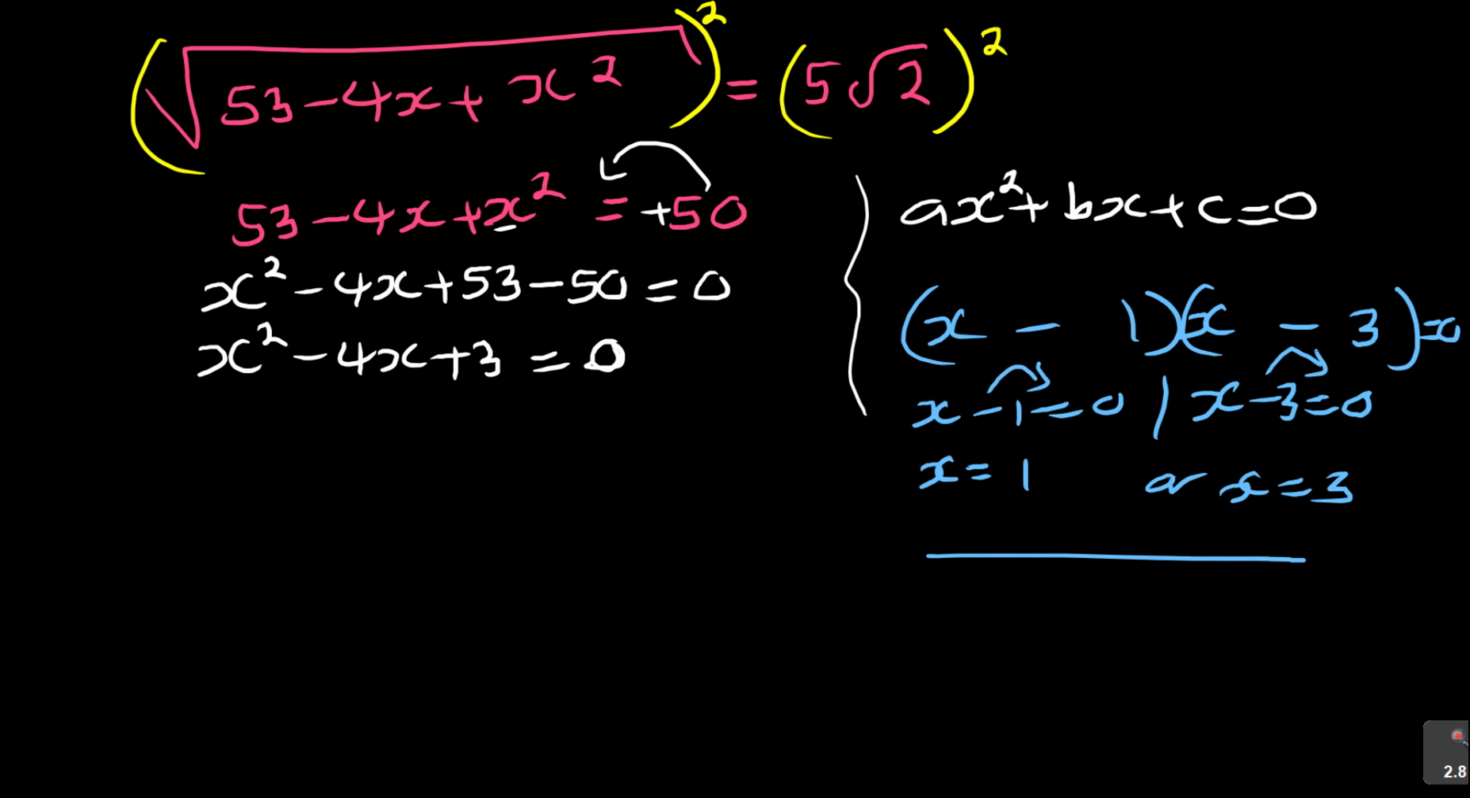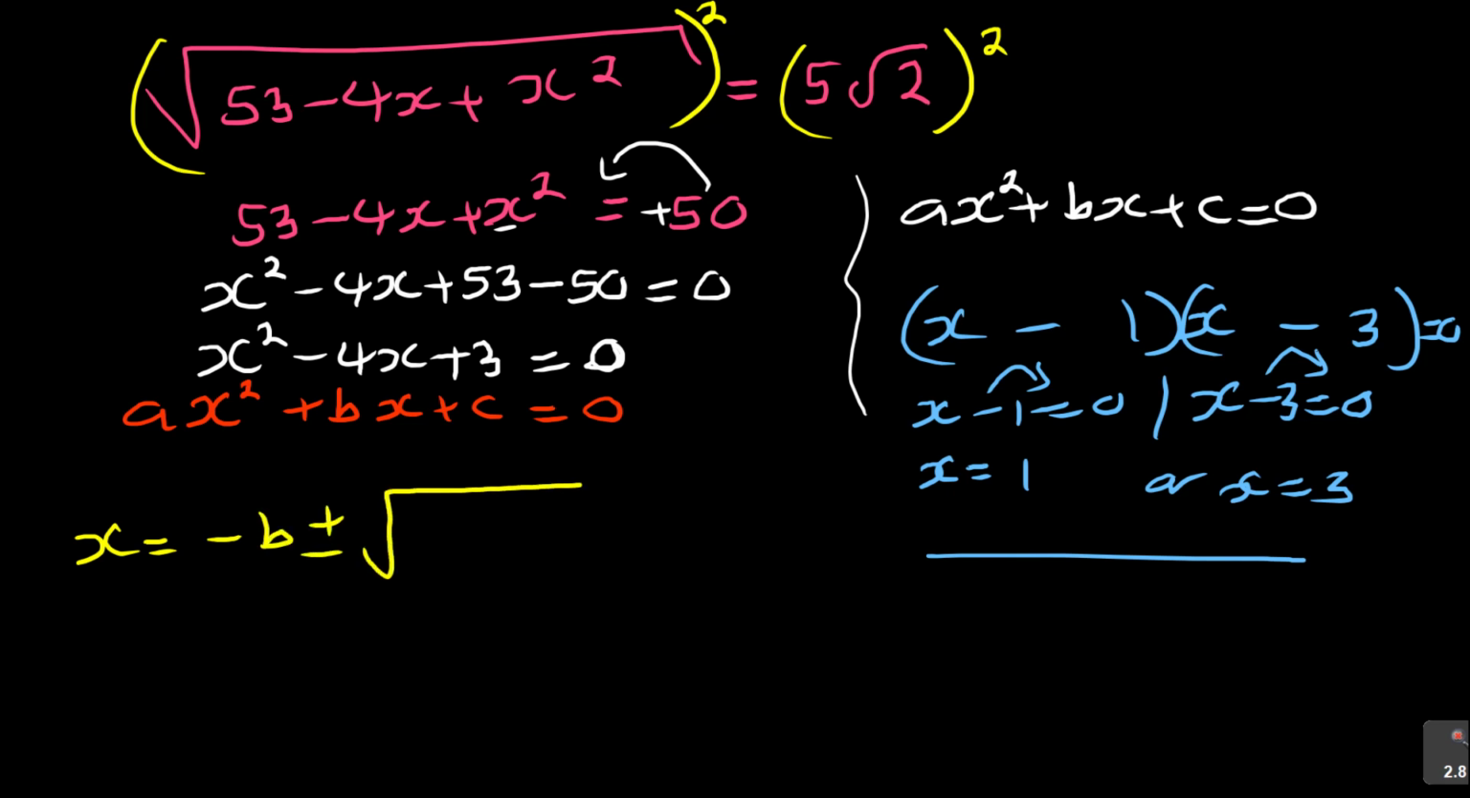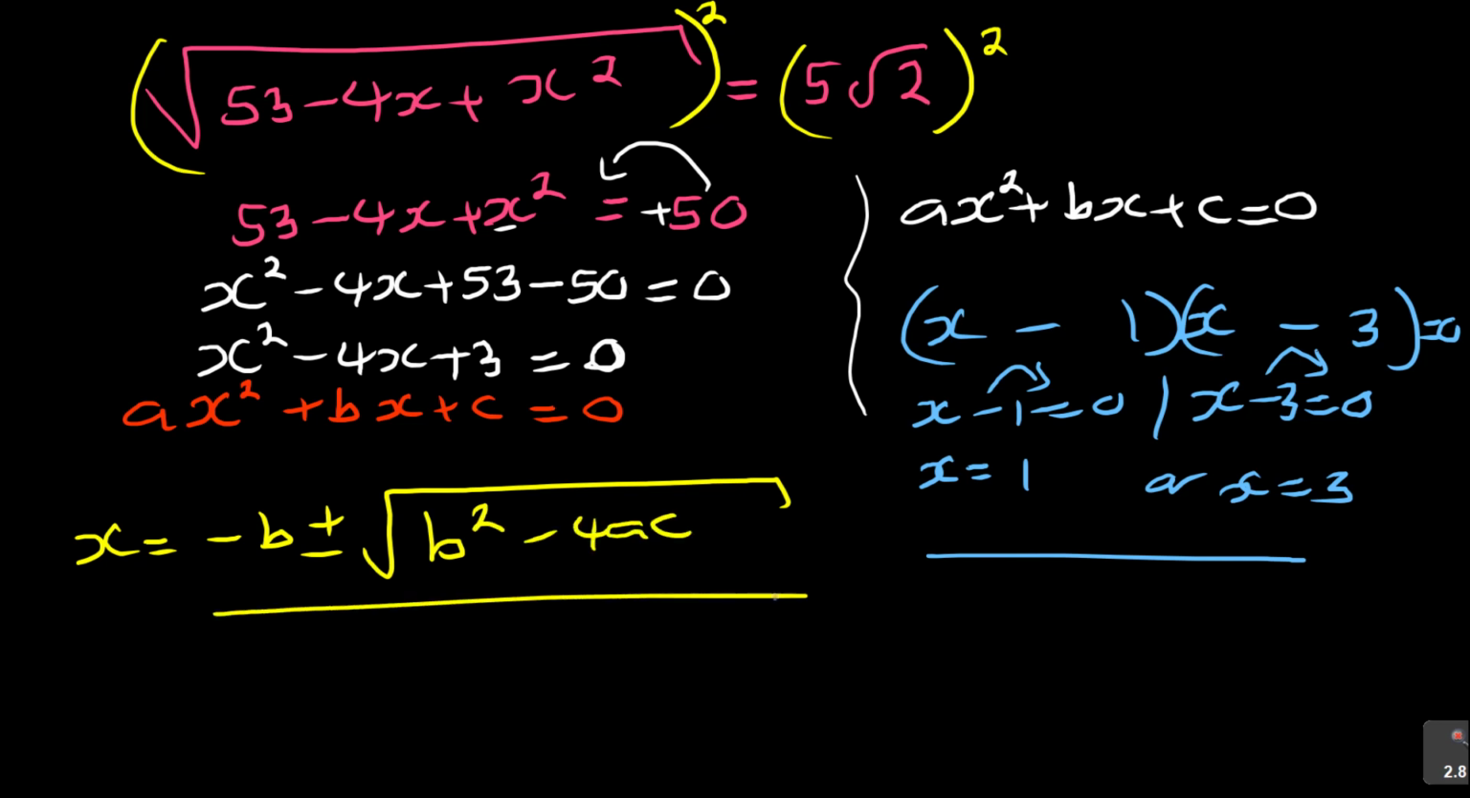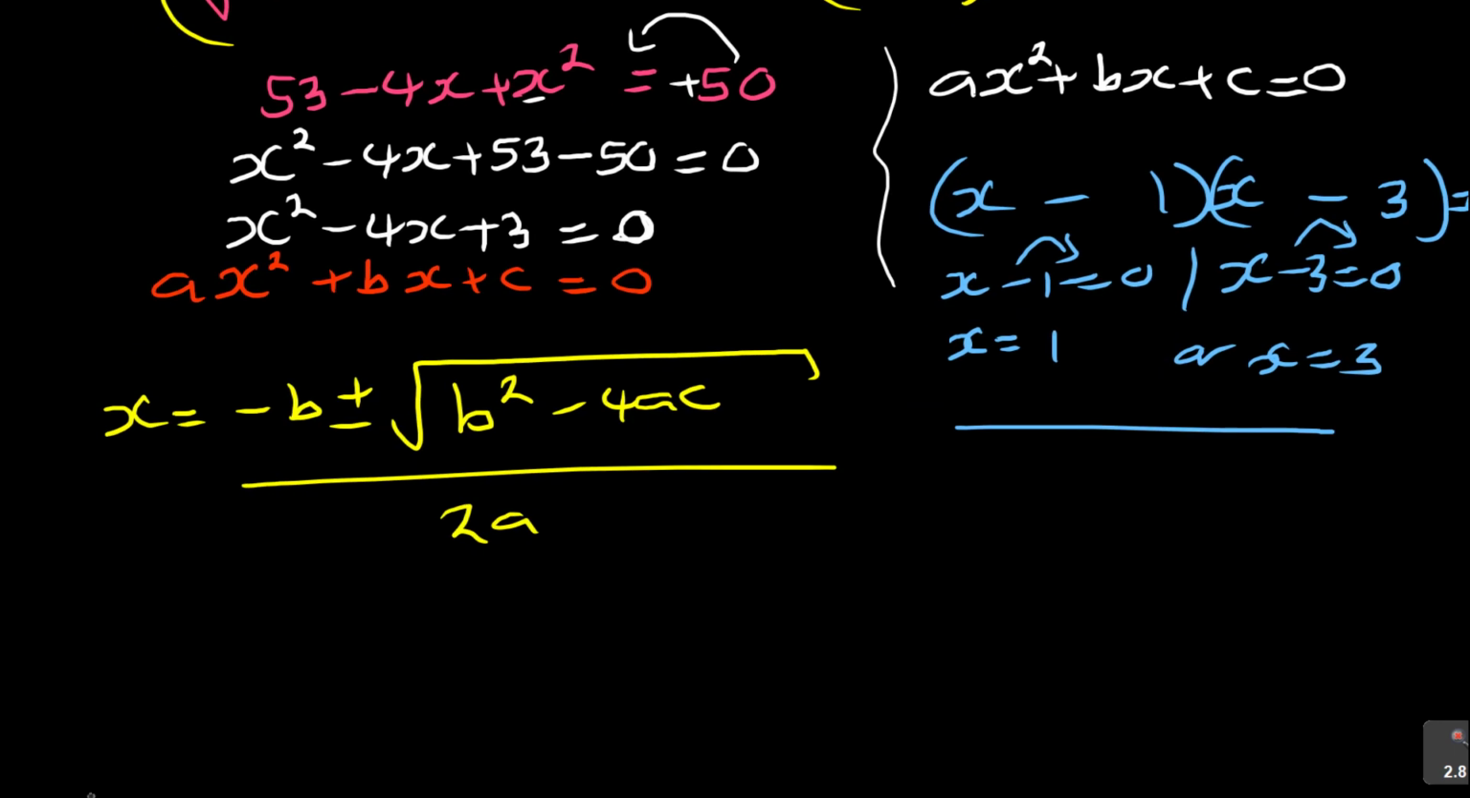But because I'm interested in using the quadratic formula, let's use the quadratic formula here, because it's very important that you master it also. So let me write down the quadratic formula. From ax squared plus bx plus c equal to 0, the formula says x is equal to minus b plus or minus the square root of b squared minus 4ac, all over 2a.